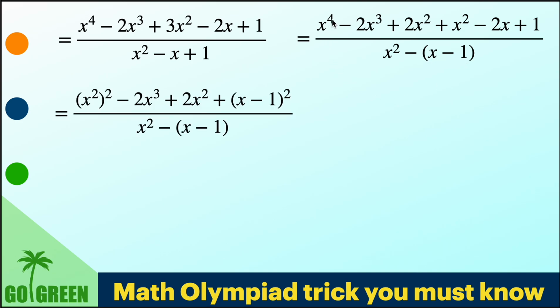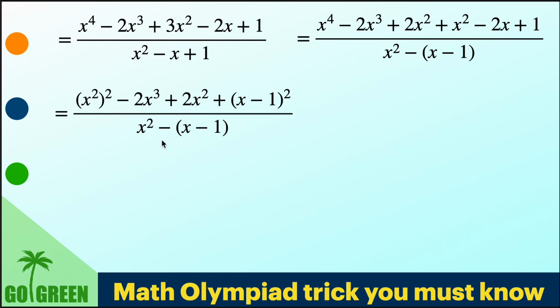So now x to the power 4 can be written as x square whole square, then minus 2x cube plus 2x square, plus, you see that x square minus 2x plus 1, right? So we can write x minus 1 whole square. So now you see x minus 1 here, and then x minus 1 whole square here, and then x square here, and then x to the power 4, which is the x square whole square here. Okay, so that is what I have written here.